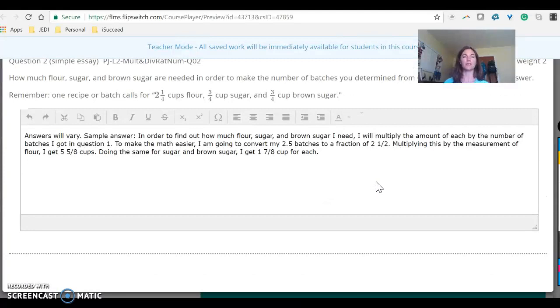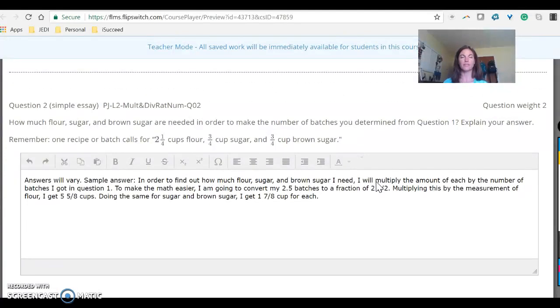All right, so we have 2.5 batches. And so we need to then do a little converting for flour, sugar, and brown sugar to see exactly how much we need. And I'm going to show you maybe a couple different methods of doing this, all right? So let's just remind ourselves we need 2.5 batches. And that can also be written as 2 1/2, okay? And that can also be written as 5/2.